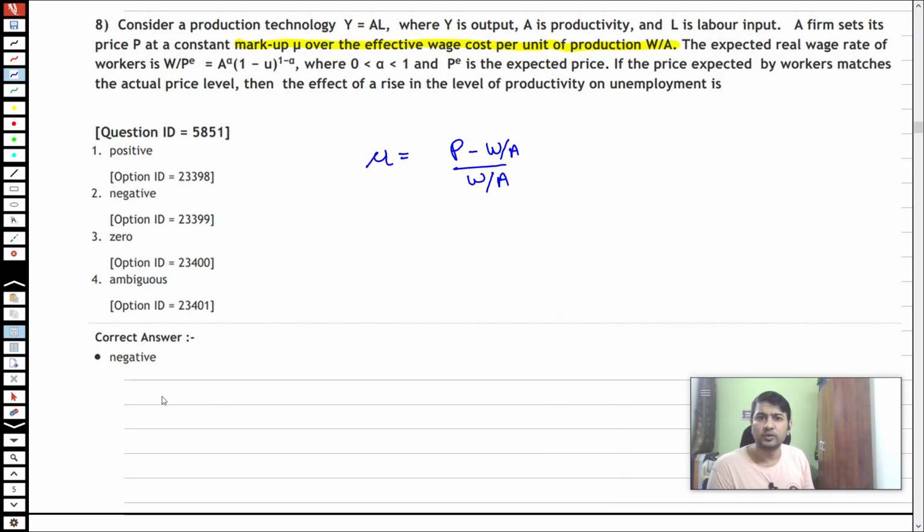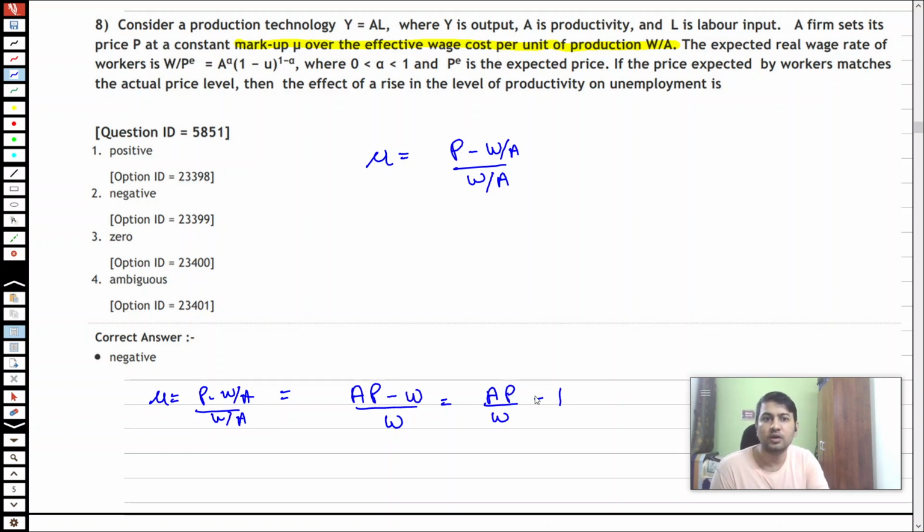So mu equals (P minus W by A) upon W by A, right? So this is going to be equal to (AP minus W) by W. So that is AP by W minus 1, right? So that is your markup.